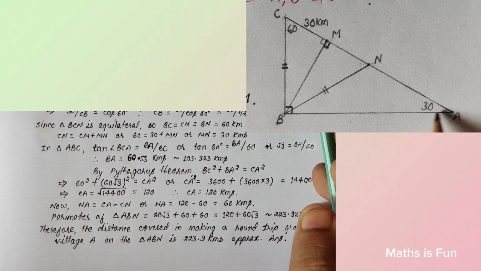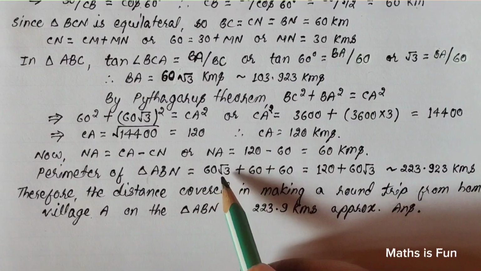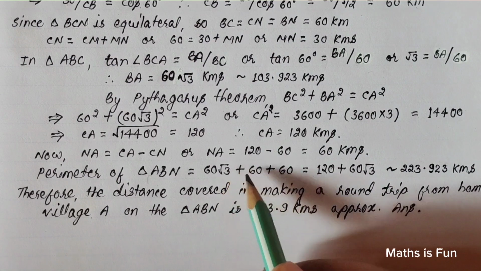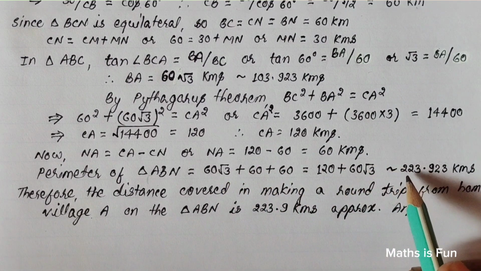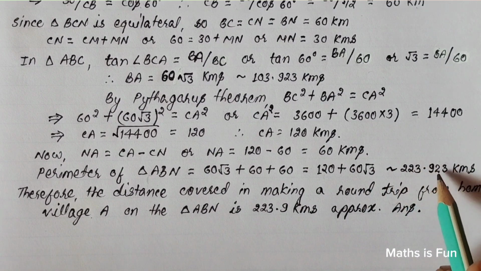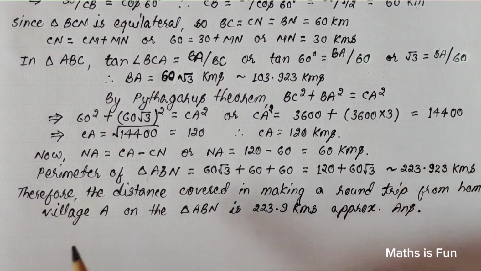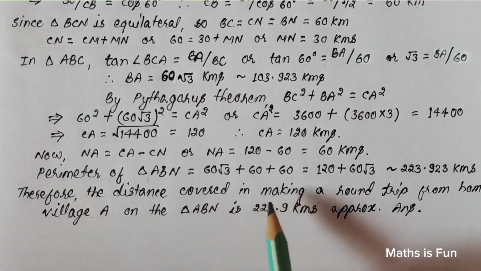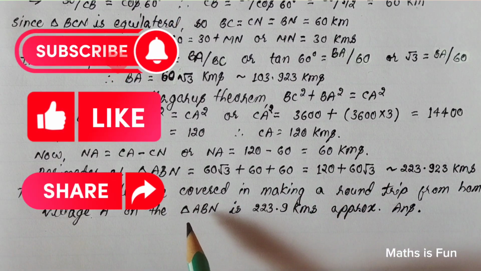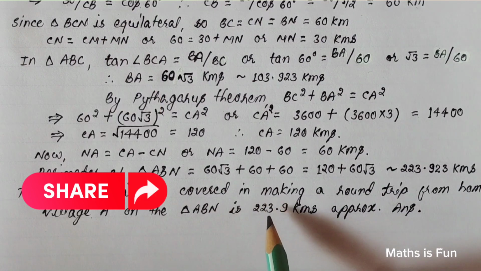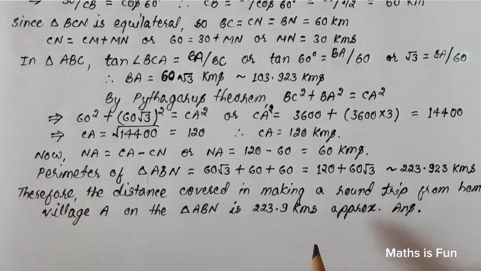So the perimeter of the triangle ABN will be 60 times root 3 plus 60 plus 60, which we get as approximately 223.923 kilometers. Therefore our answer will be: the distance covered in making a round trip from home village A on the triangle ABN is 223.9 kilometers approximately.